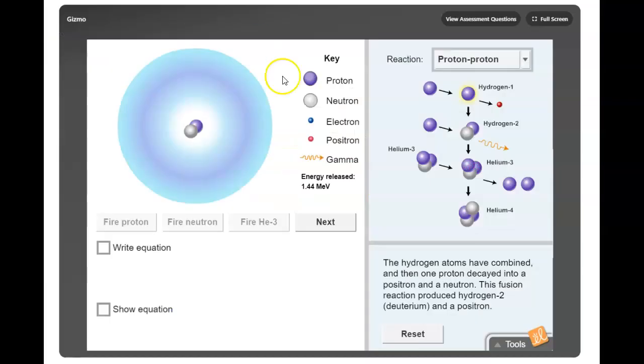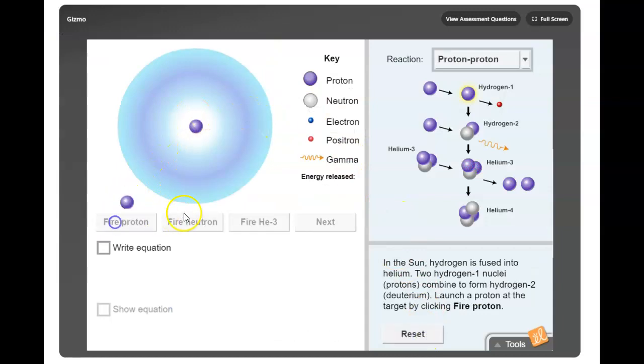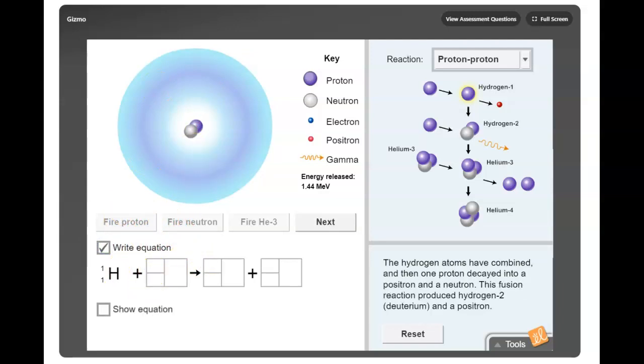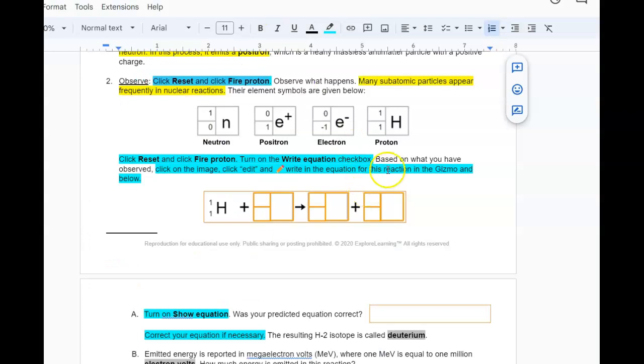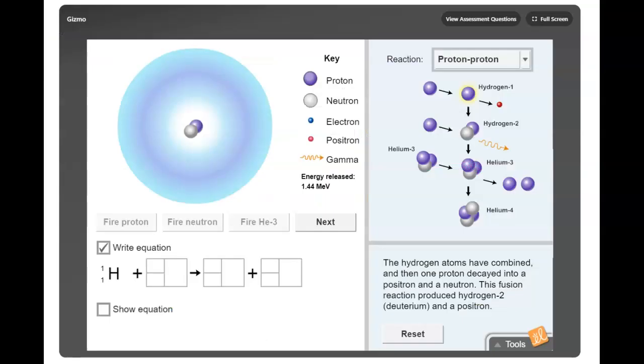So we come back to the gizmo, we click reset, we click fire proton, we click write equation. So here's the equation right here. So we initially started with a proton right here. That's the initial proton in our atom. But we added something to that. We added another proton when we clicked fire proton. So what is the symbol for a proton? It's an H with a 1/1.